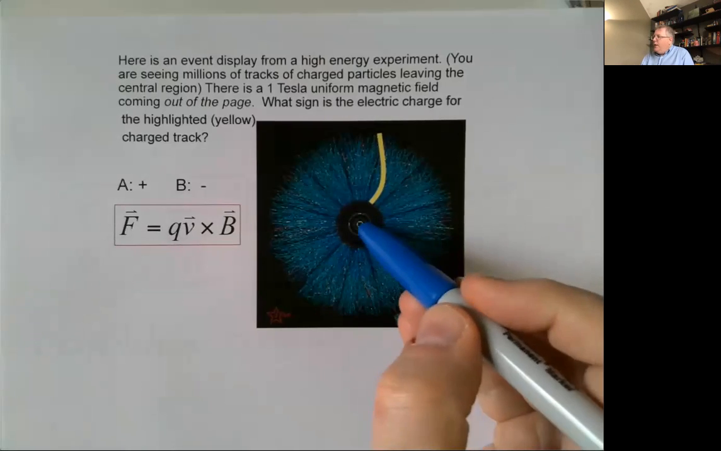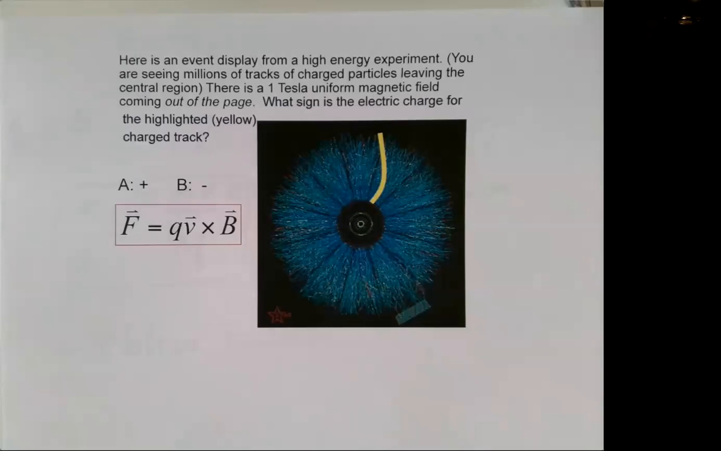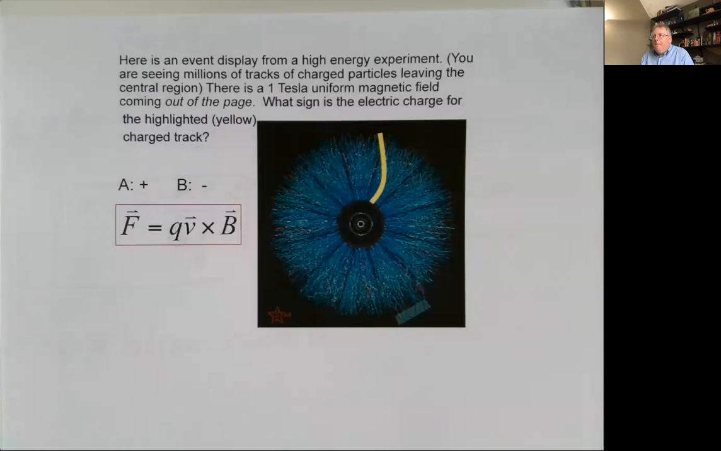So this particle started in here and it's leaving. It's going outwards. Okay, why are you guys saying A? Or B, or whatever.